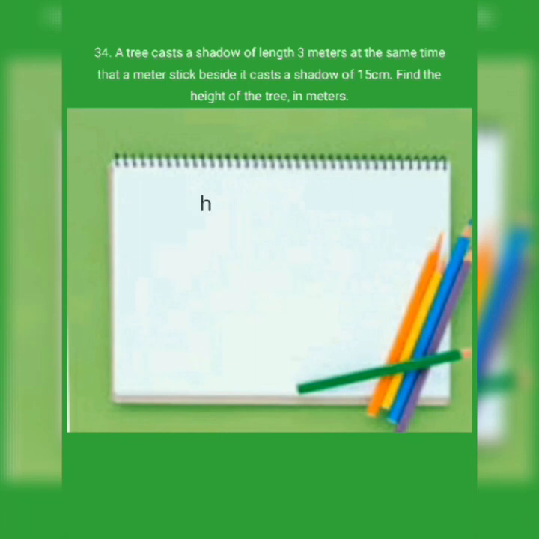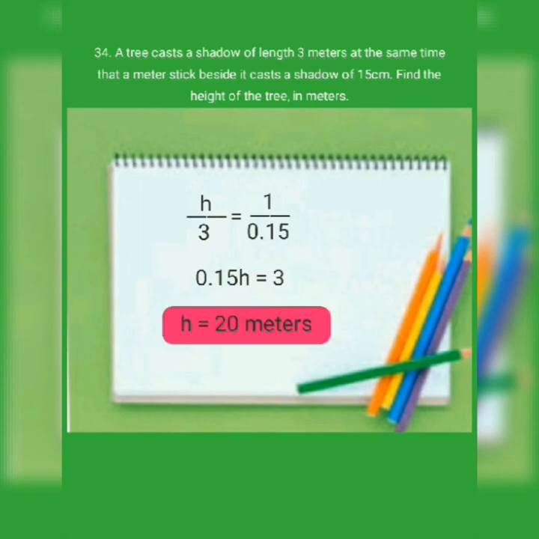That will be h is to 3 is equal to 1 is to 0.15. By cross multiplication, we have 0.15h is equal to 3. And by dividing both sides by 0.15, the value of h is equal to 20. Therefore, the height of the tree is 20 meters.